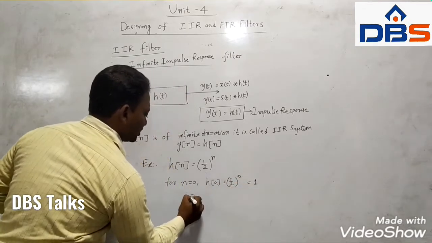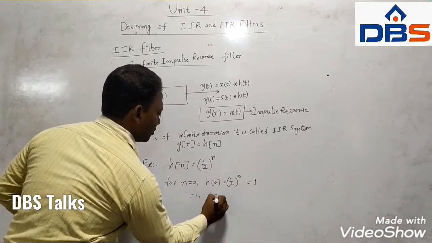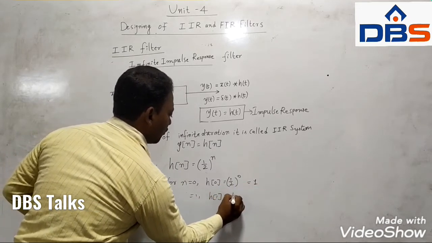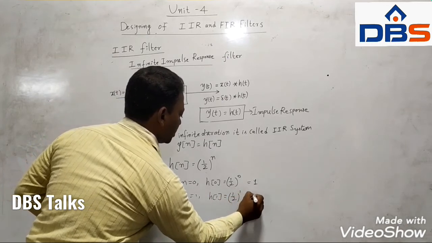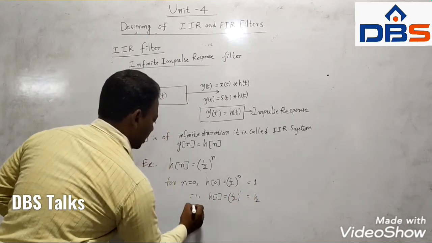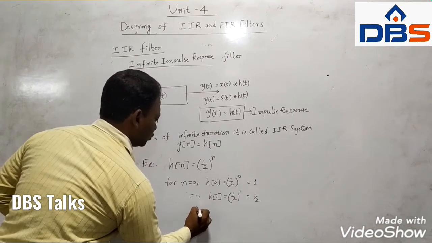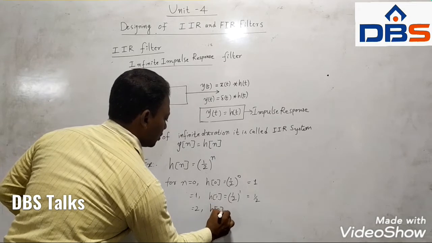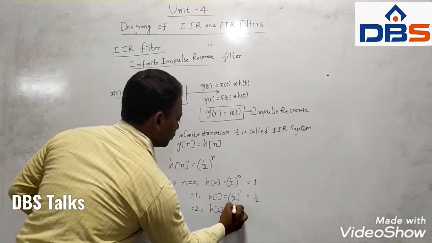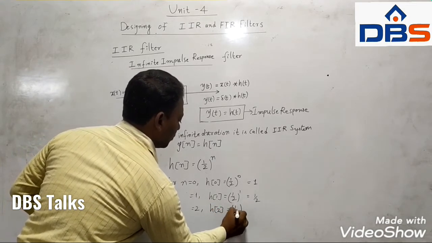Like that, for n is equal to 1, h of 1 is equal to 1 by 2 power 1, which is nothing but 1 by 2 only. And for n is equal to 2, h of 2 is equal to 1 by 2 whole power 2.